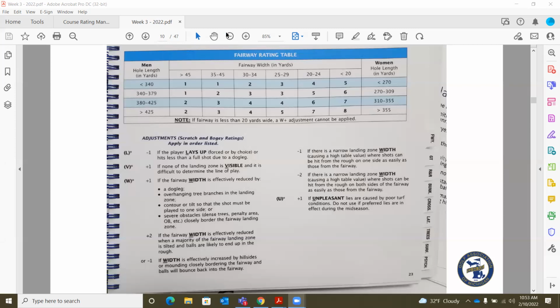And then the last adjustment that we'll talk about is the U adjustment, and that's unpleasant lies. It says here that the lies are caused by poor turf conditions. When we're rating a golf course, we are assuming this is going to last for 10 years. So over a 10-year window, we need to know that it's always unpleasant. And that's not going to be because of a recent rainstorm or some recent weather event. It would be if the course is in a floodplain or something like that. And that's this part of the fairway.